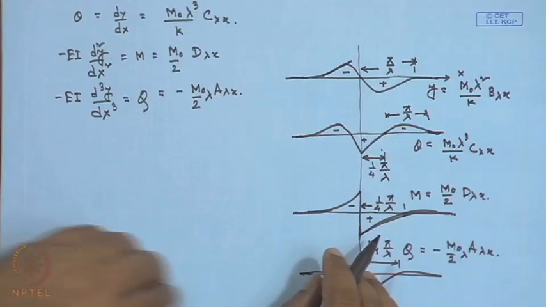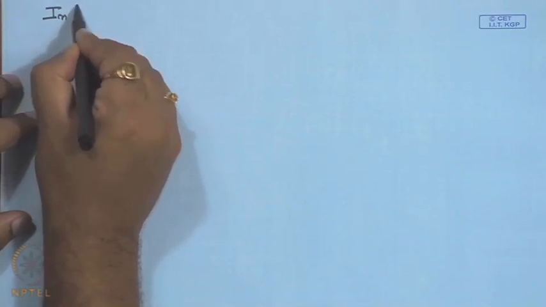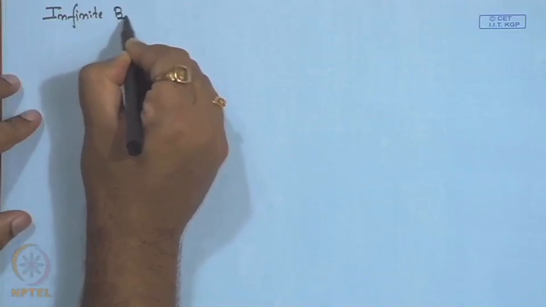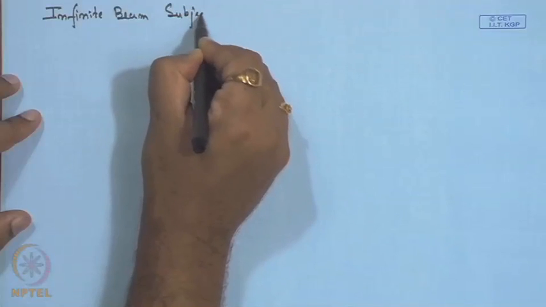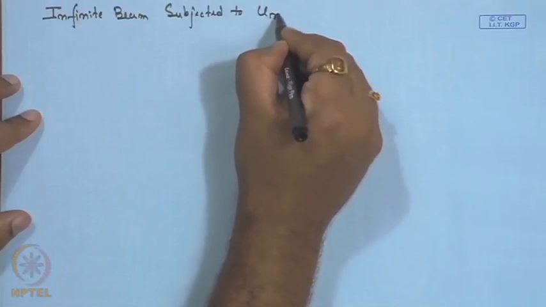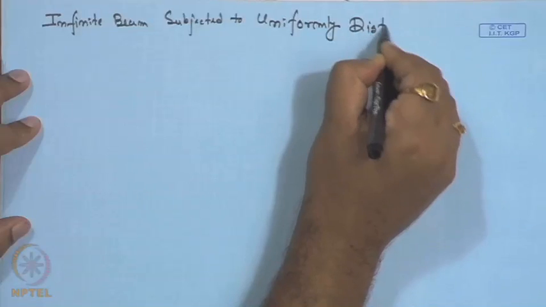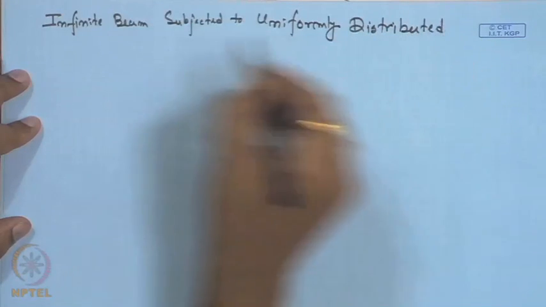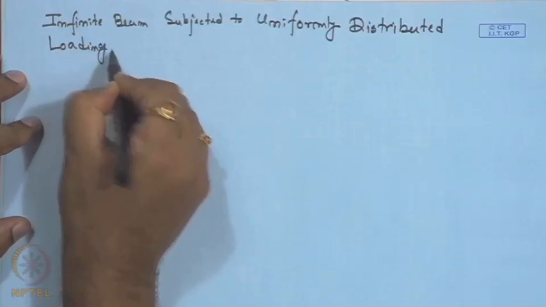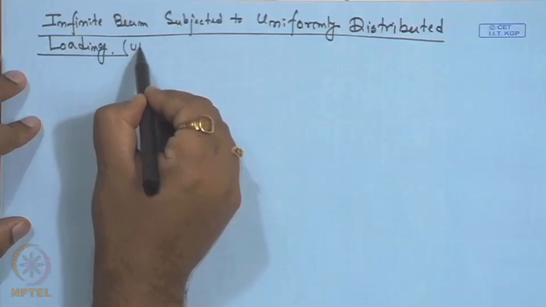Next, we will go to the other cases. We have discussed two cases, one for the concentrated load and one for the concentrated moment. Next we will discuss the uniformly distributed load. These things will be discussed for an infinite beam, if it is subjected to a uniformly distributed loading or UDL.